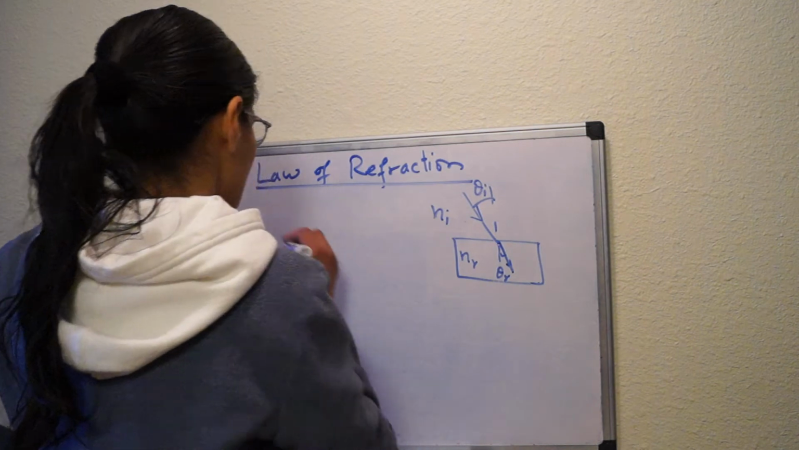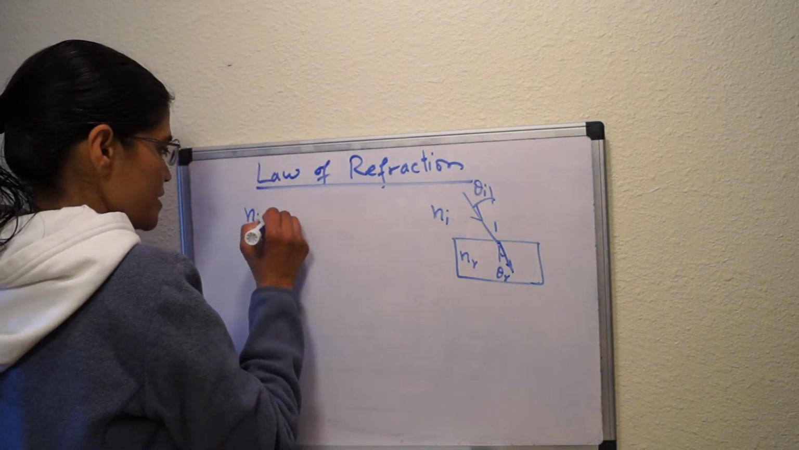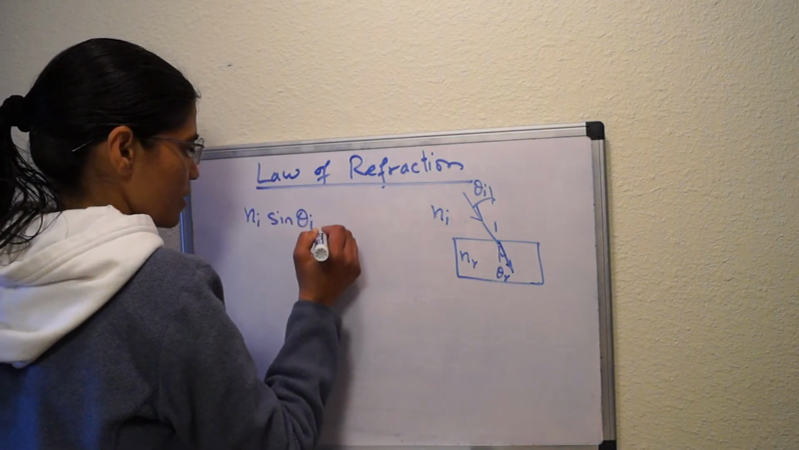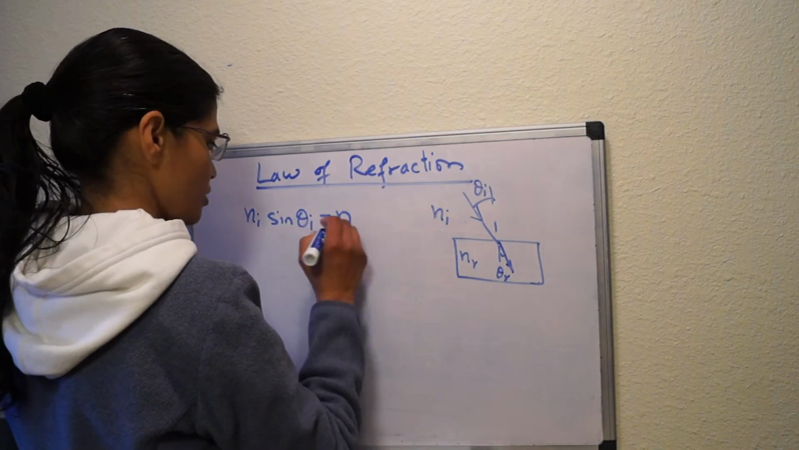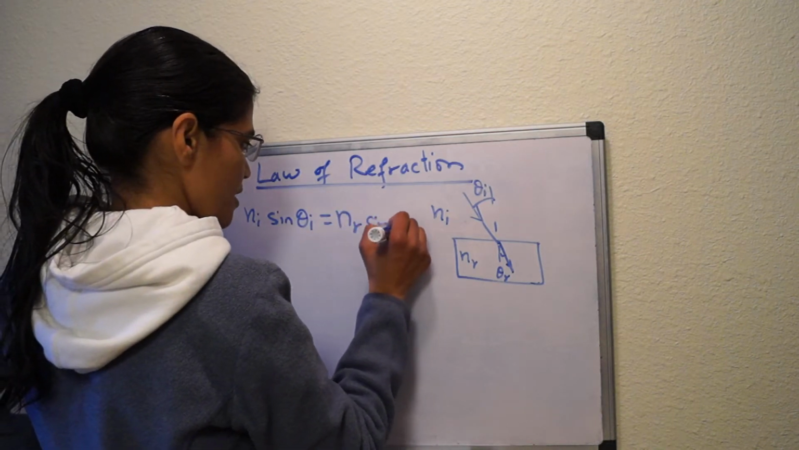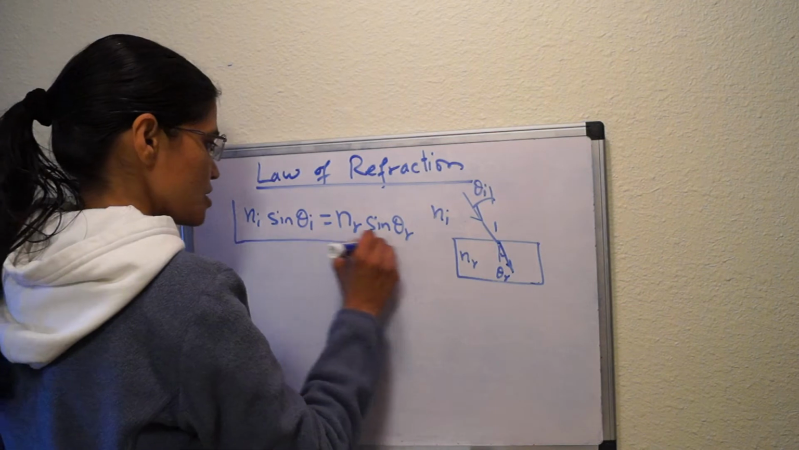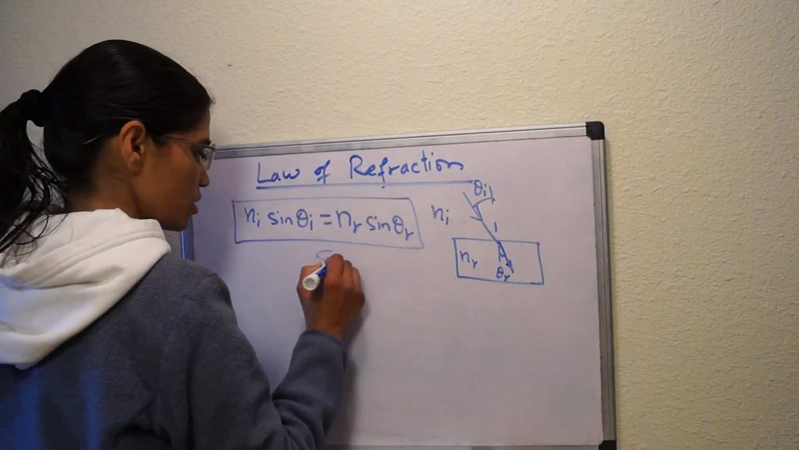And we looked at NI sine theta I equal to NR sine theta R. So this is called Snell's law.